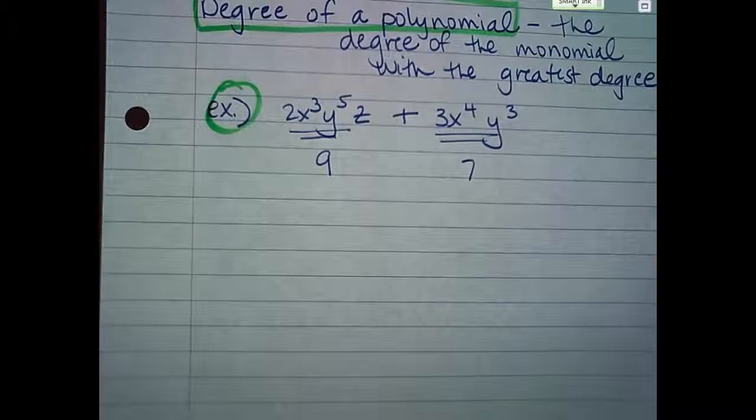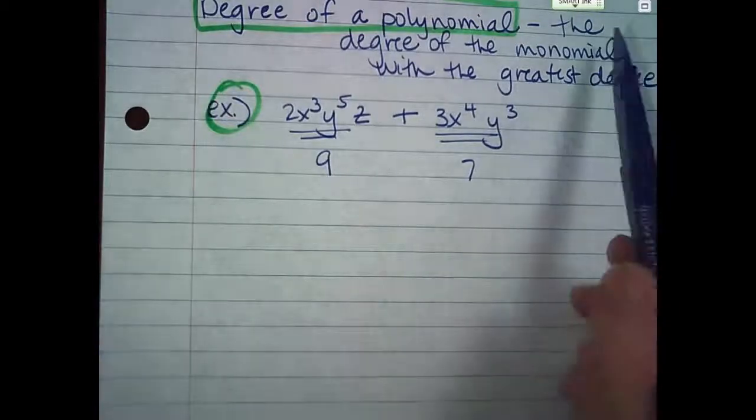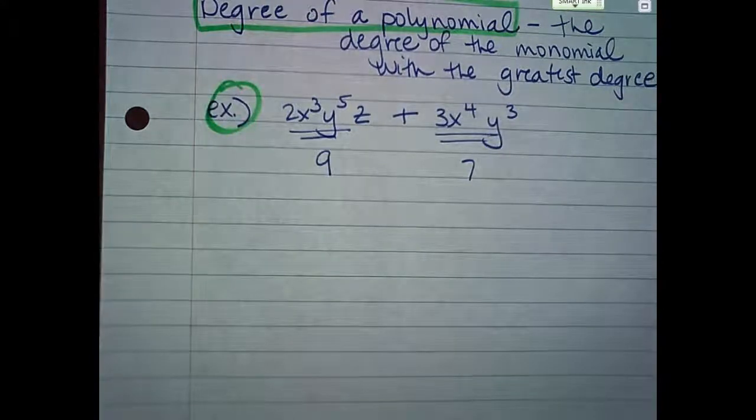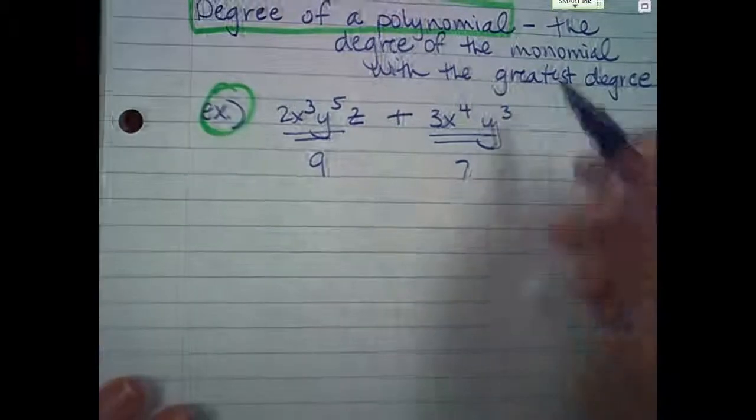Read the definition. Is it 9 or 16? I think it's 9. Good. It says the degree of the monomial with the greatest degree. Did it say anything about adding them up? Nope. Okay? So what you do is you find the degree of every single term, and whichever one has the highest, that's the degree of the whole entire polynomial. So the answer is 9.